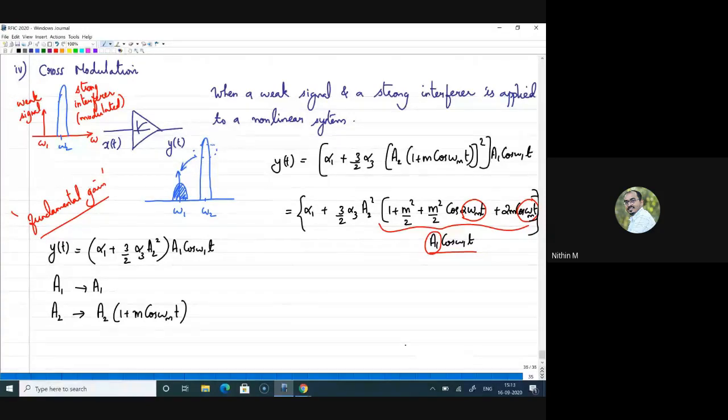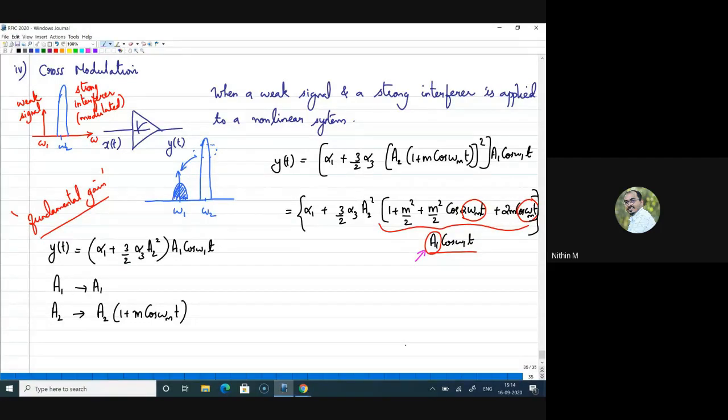Now, I hope you understand what is meant by cross modulation: when two signals appear at the input and pass through a nonlinear system, modulation is transferred, which we can see mathematically using this equation. We can say that the amplitude of A1 is being affected by a signal, which itself is an amplitude modulated wave, right? I hope that is clear. If you have doubts, you can put them in the chat box, or else we'll open the discussion at the end of this class.